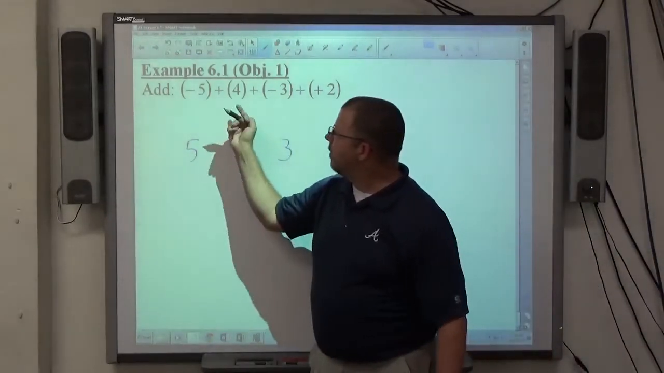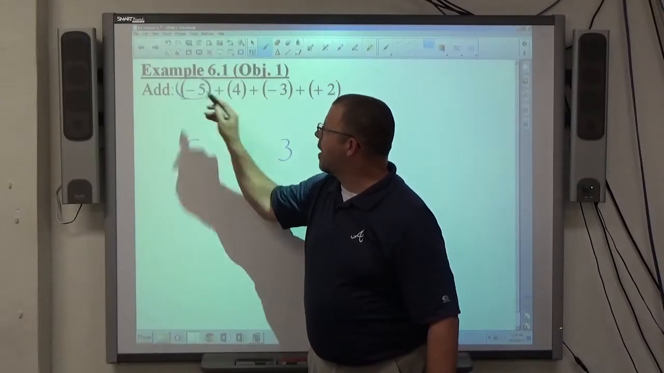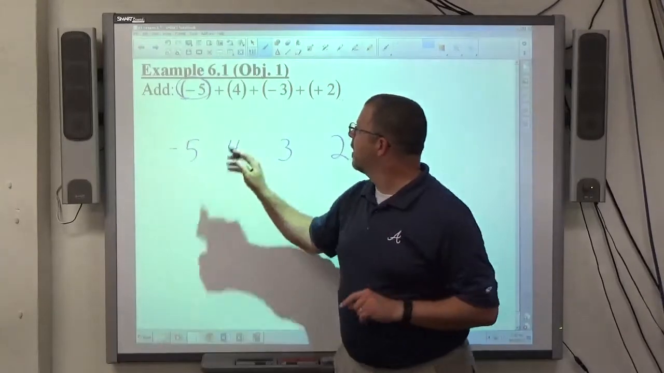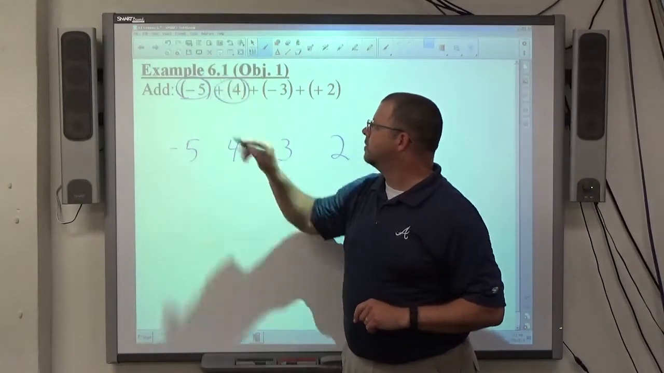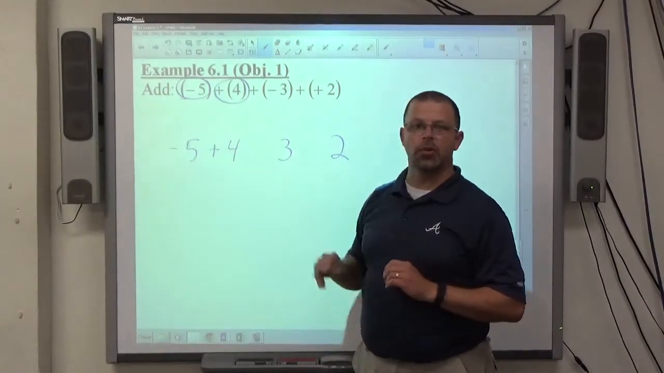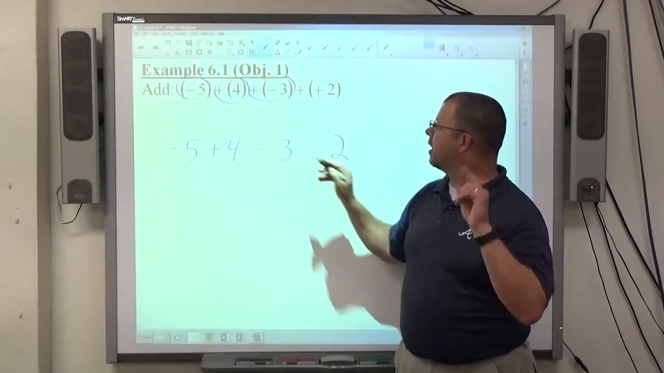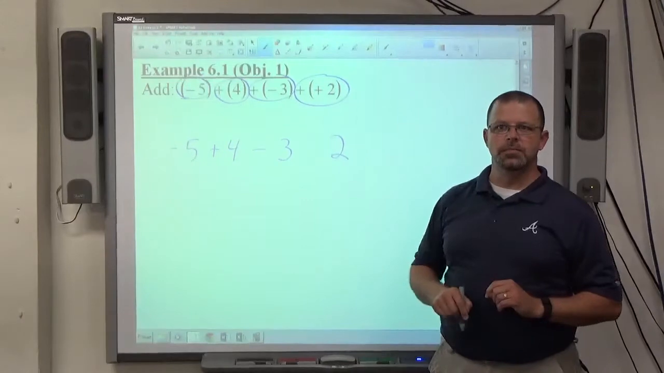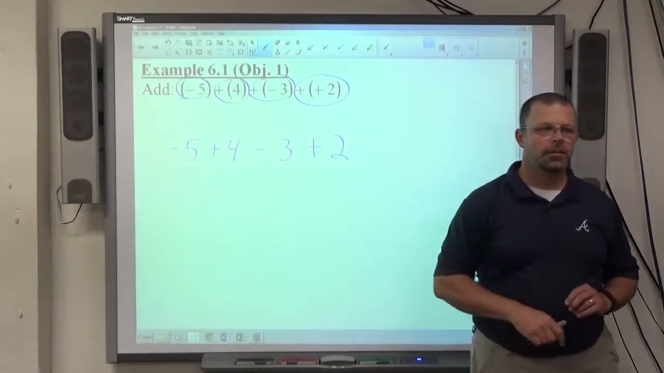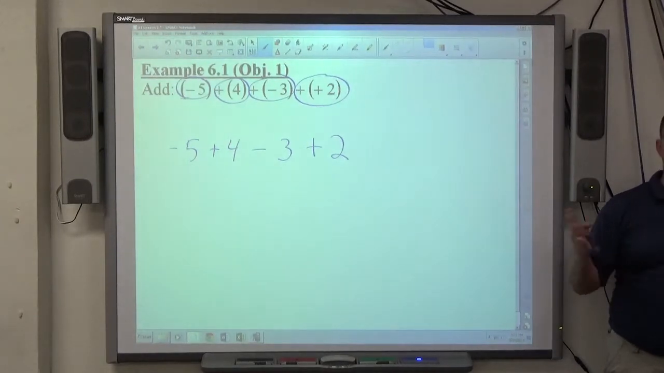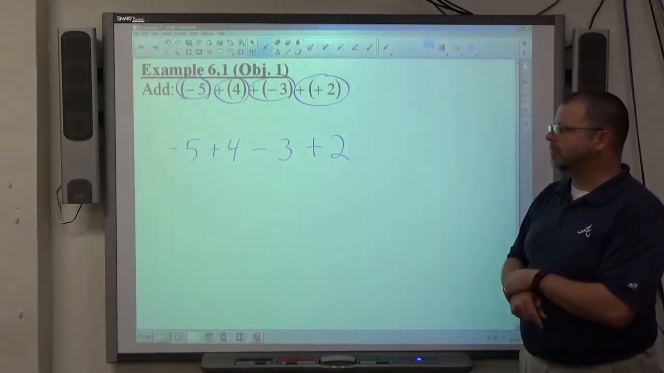Looking at each number, in front of the number, how many minuses are there? 1, so it's negative. How many minuses are in front of 4? 0. 0, so it's positive. 0 is even. How many minuses in front of 3? 1, so it's negative. How many minuses in front of 2? 0. 0, so it's positive. Okay, that's all there is to it. Pluses or minuses, figure out each one.